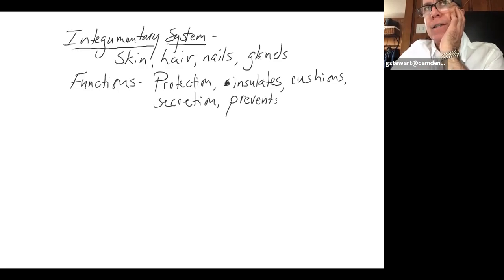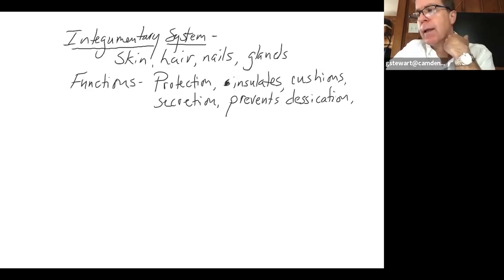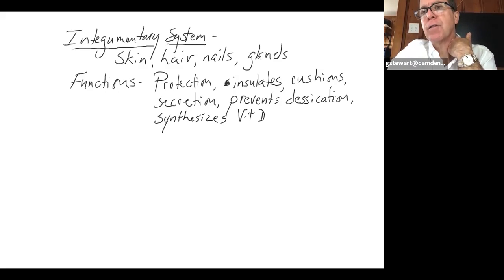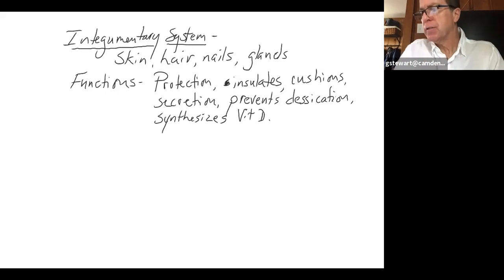If you're outside in the hot sun, the vast majority of the interior of our bodies is made up of water, aqueous material, and so it prevents that stuff from drying out. Temperature regulation, and this one, our skin is responsible for synthesizing a vitamin. It synthesizes vitamin D. When we're out in the sun, our skin actually produces vitamin D. All right, so those are the major functions.